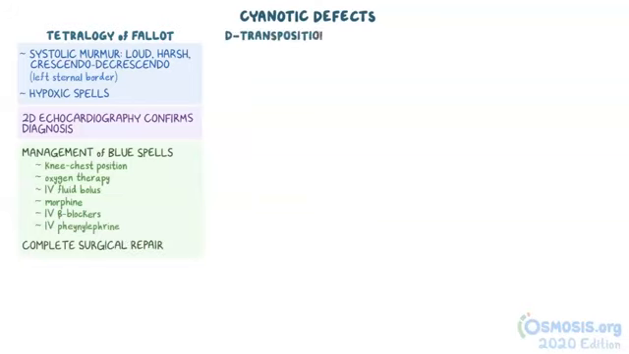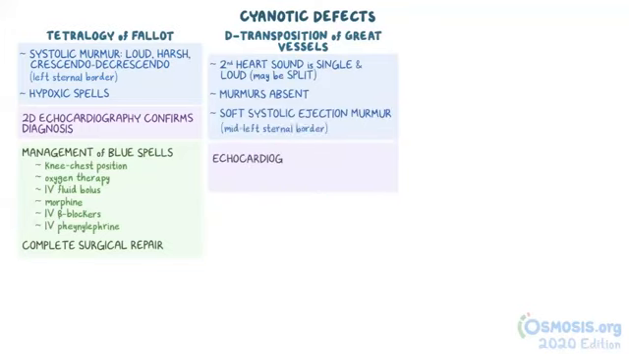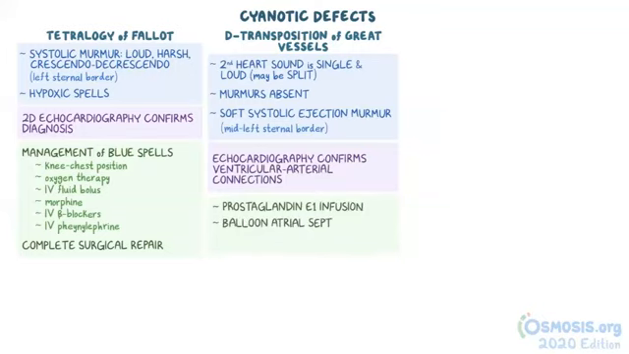In transposition of the great vessels, the second heart sound is usually single and loud, although in some cases it may be split. Murmurs may be absent, or a soft systolic ejection murmur may be noted at the mid-left sternal border. Echocardiography is diagnostic and confirms the transposed ventricular arterial connections. Prostaglandin E1 and balloon atrial septostomy stabilize the individual, who can then get corrective surgery of the defect.